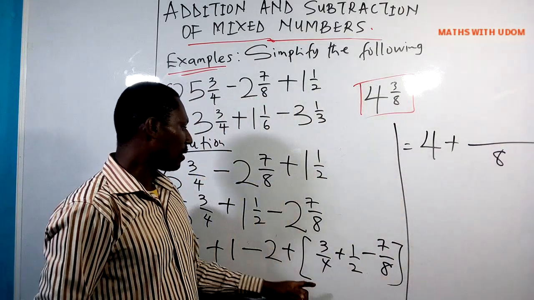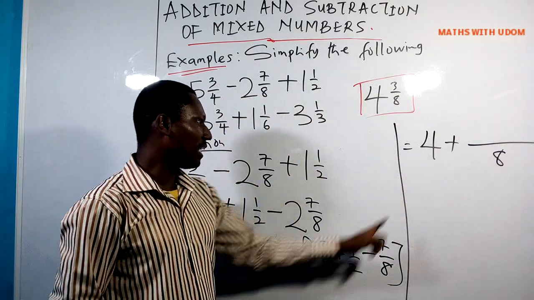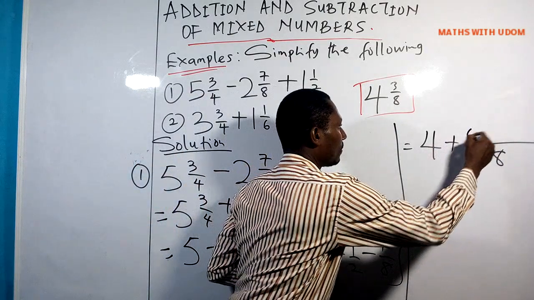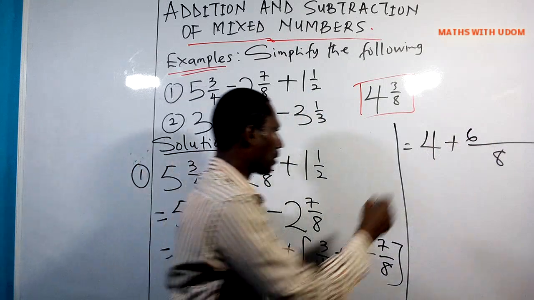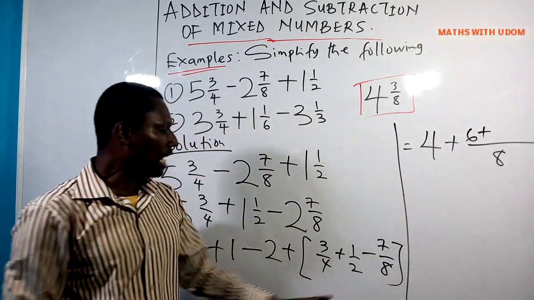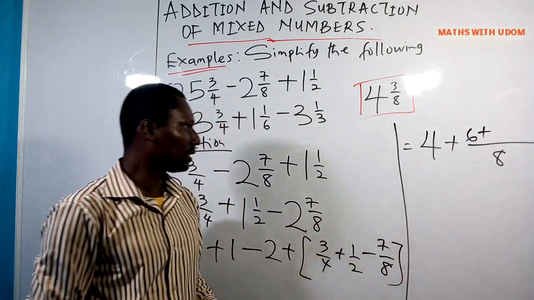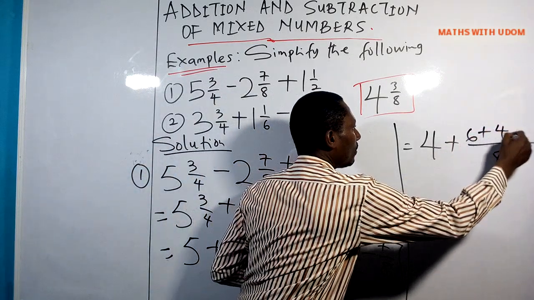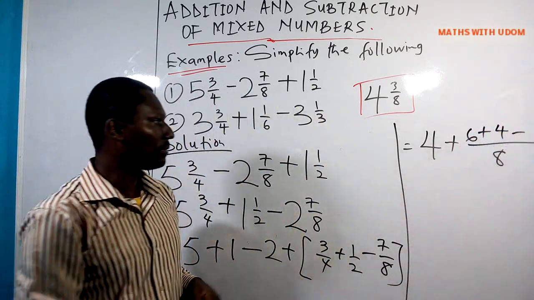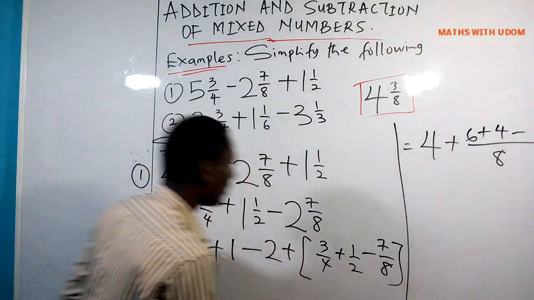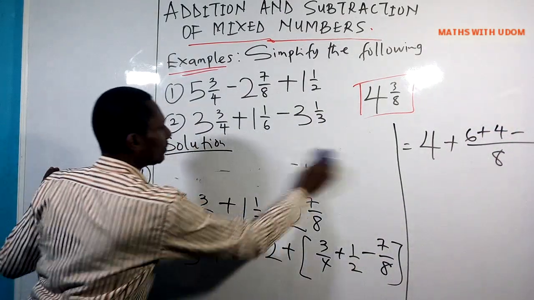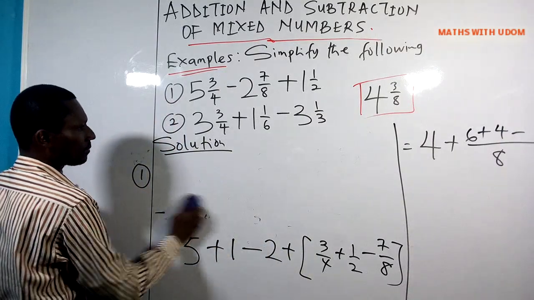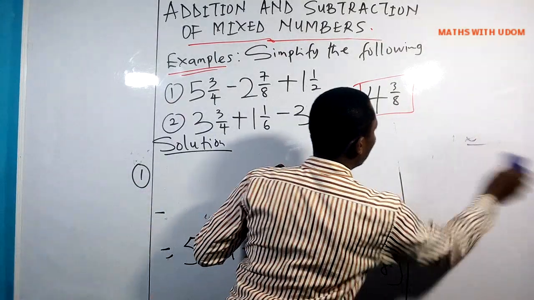So, how many 4 can go in 8? 2. 2 times 3 is 6. Plus, how many 2 can go in 8? 4. 4 times 1 is 4. Minus, let's write it here because of space. Let's resolve this on the other side.